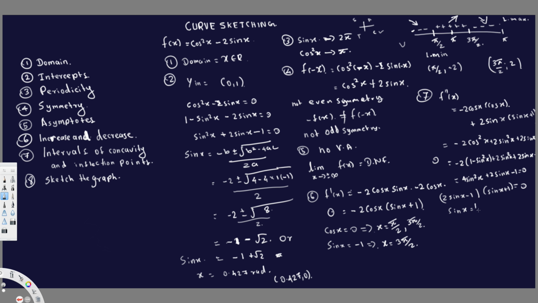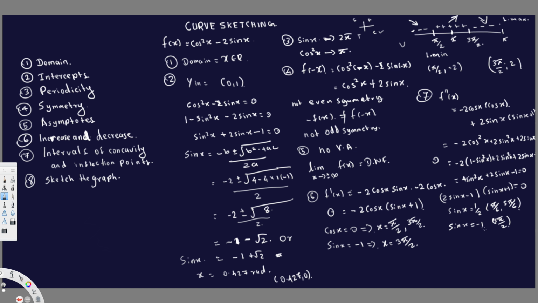Sin x is equal to half, which means 30 degrees. So basically 30 degrees and 150 degrees, so it's going to be π by 6 and 5π by 6. So these are the two values. And also we have sin x equal to minus 1 right here. Sin x equal to minus 1 is 3π by 2. So these are the critical points for the second derivative.